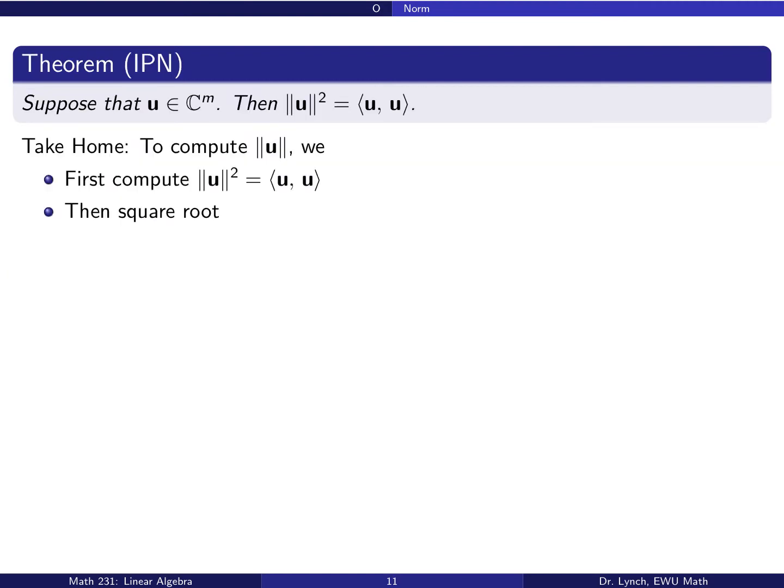So here's the theorem. If u is a complex vector, the norm of u squared is exactly the inner product of u with itself. And I won't go through the proof of this. It's pretty straightforward. Super useful fact though. So oftentimes, in order to compute the norm of u, the first thing we do is compute the inner product of u with itself, and then we go ahead and take the square root.